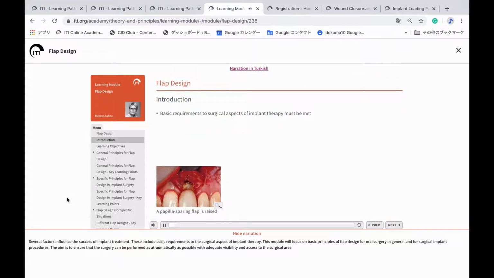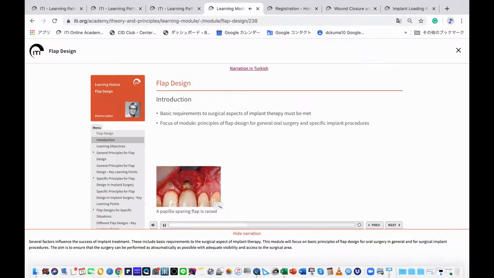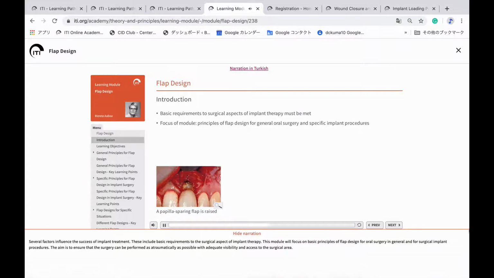Several factors influence the success of implant treatment. These include basic requirements to the surgical aspect of implant therapy. This module will focus on basic principles of flap design for oral surgery in general and for surgical implant procedures. The aim is to ensure that the surgery can be performed as atraumatically as possible, with adequate visibility and access to the surgical area.